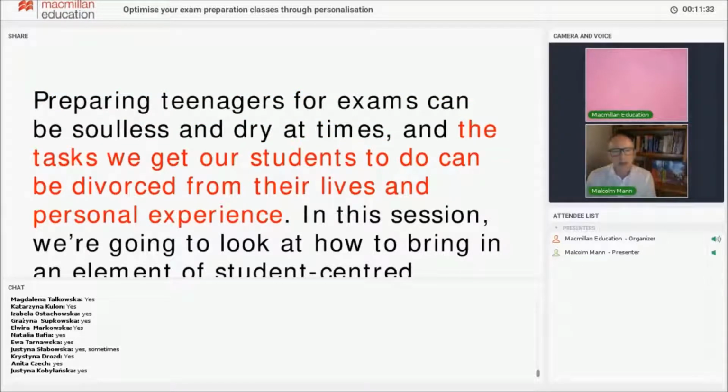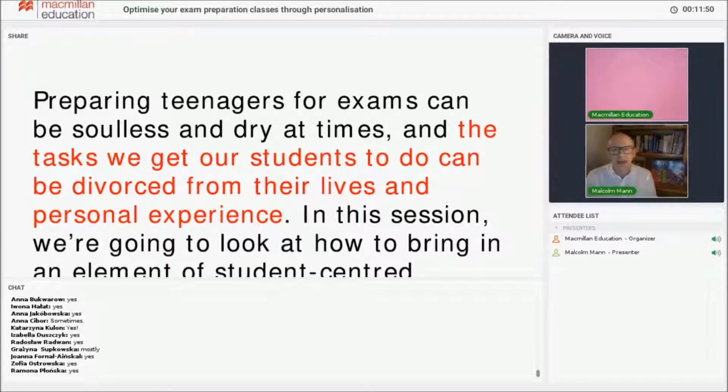And then the next bit, and the tasks we get our students to do can be divorced from their lives and personal experience. Would you agree with that as well? Let me just look at a few people typing. Yes, yes, yes. Yeah, it's actually quite odd.